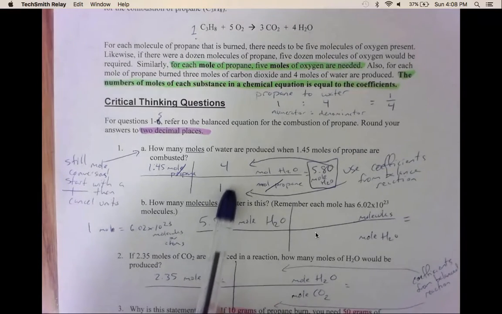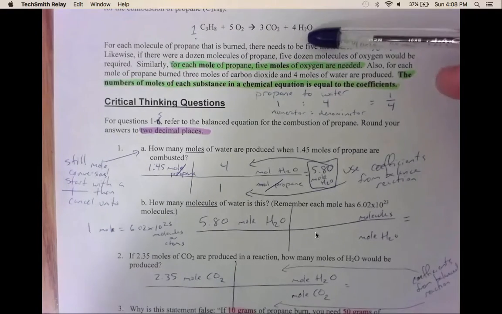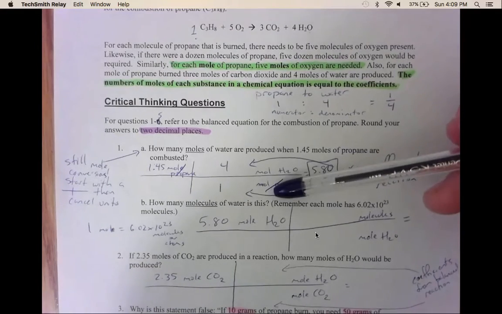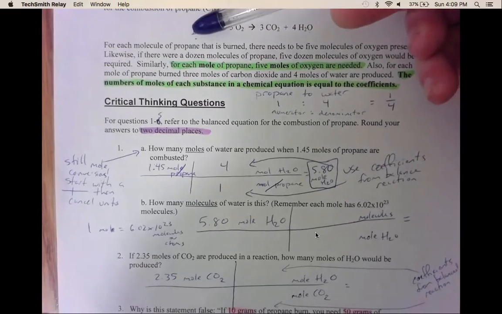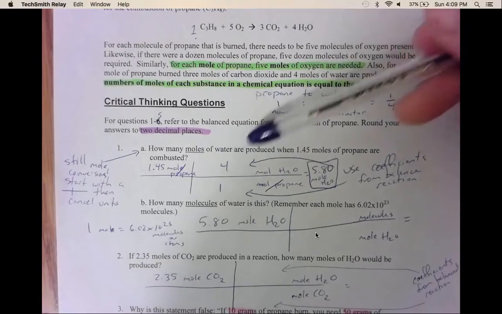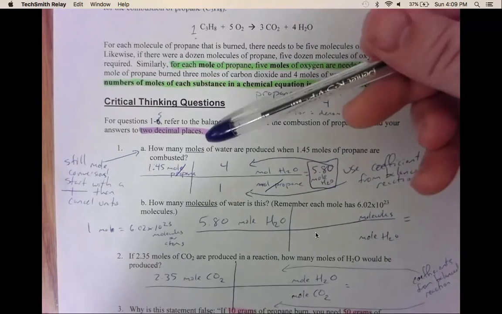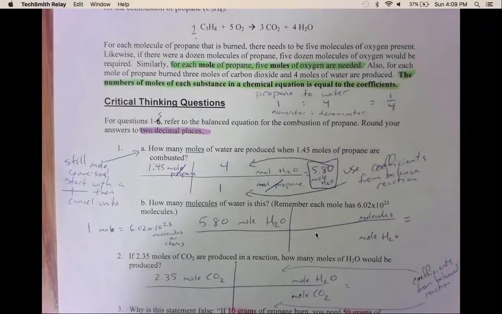Next, we would plug in our values. These values are the coefficients from the balanced reaction up here. So when we're looking at moles of propane, we would look up propane, the coefficient is 1. Next, we would look up moles of water, the coefficient is 4, so we put a 4. You just multiply and solve: 5.80. Remember, it says 2 decimal places, so this 0 is important.